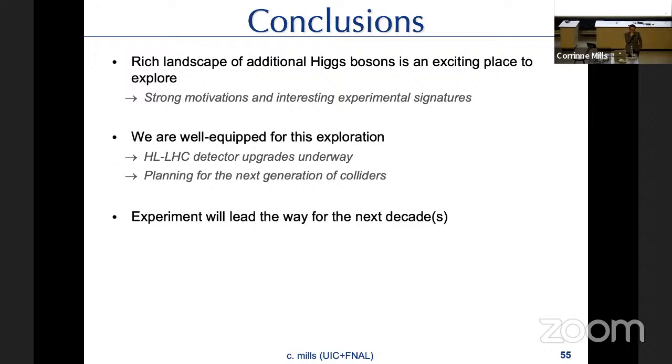So the question is, if the electroweak symmetry had been broken in a different way, how would the world look different?